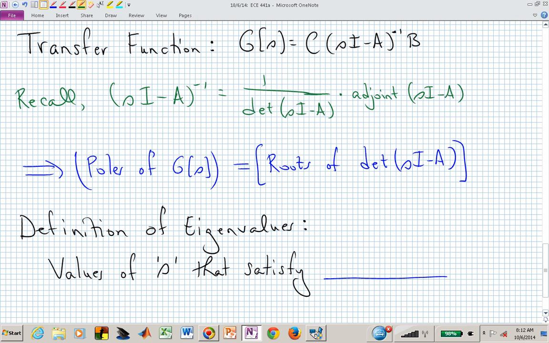And what is the definition of an eigenvalue? Those are the values of s that satisfy what expression?